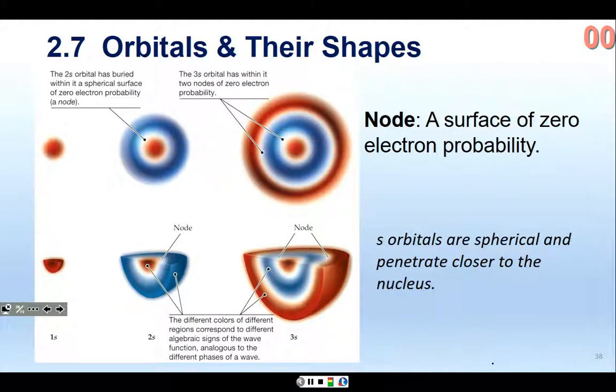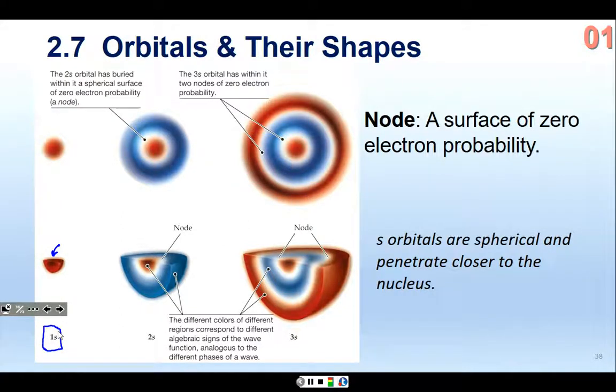The 1s subshell has a spherical shape, and on the inside of it is a region of lesser density, lesser probability for electrons, because that's where the nucleus is. And so there's a spherical surface, and there's a very low probability of electrons in the very middle.